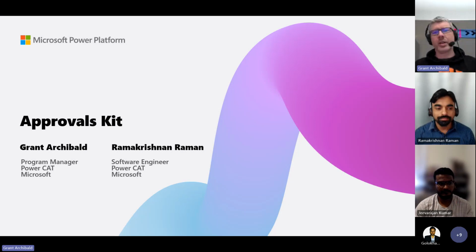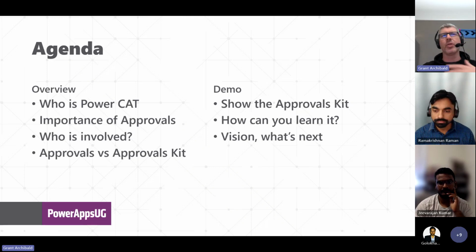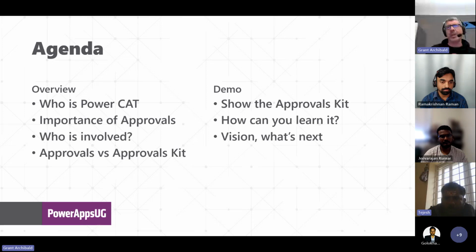Okay, excellent. Let's jump on into it. Today, I want to briefly introduce who we are as PowerCAT, and then we're going to look at why business approvals are useful in automation, and what we're doing between the approvals out-of-the-box connector and the approvals kit. Then I want to hand it over to Ramakrishnan to go through an example of what the approvals kit is and how it works. And then I'm going to cover how you start learning it. What's your learning path for understanding what the approvals kit is.